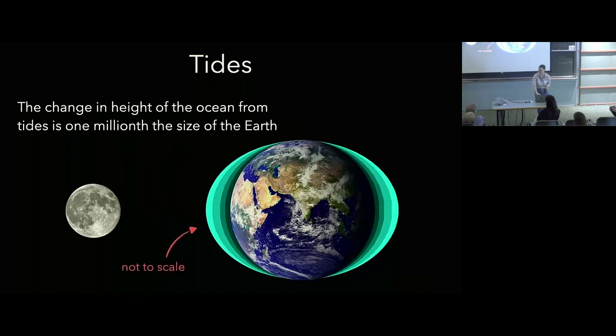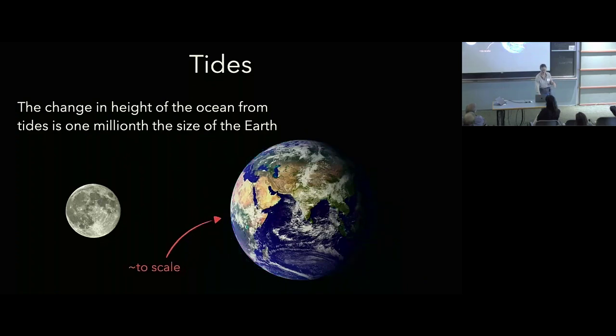Now, I noted this wasn't to scale earlier, the change in the height of the ocean from tides is about a millionth the size of the Earth, and so if it were actually to scale, you just wouldn't see anything.